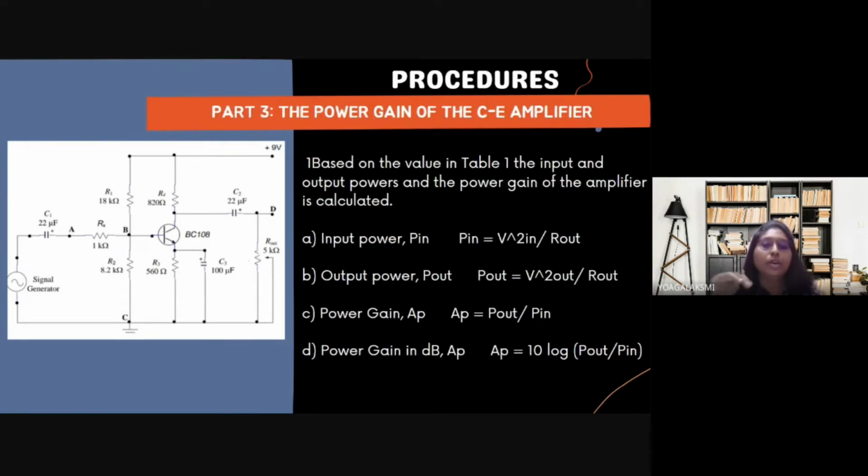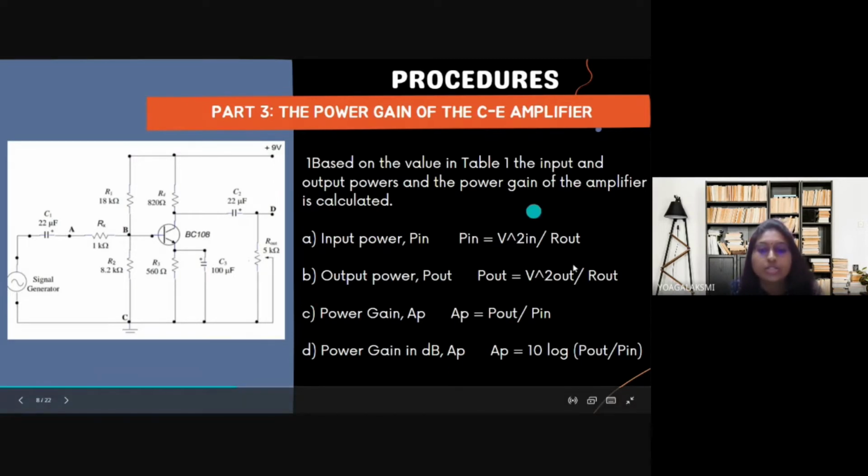Next, for the third part of this experiment, the power gain of the CE amplifier, we calculated the input power, output power, and the power gain of the amplifier based on Table 1. And here are the equations that we used to calculate the input power, output power, power gain, and power gain in decibel.